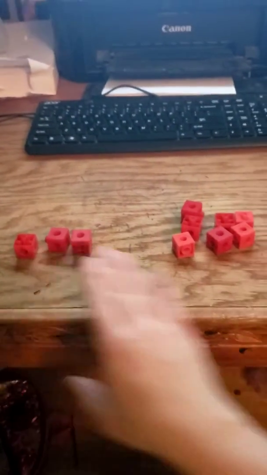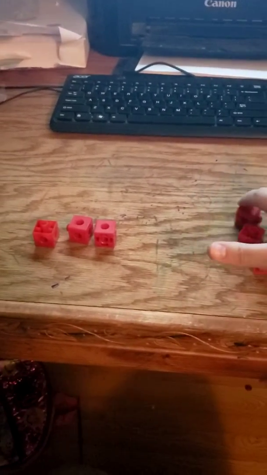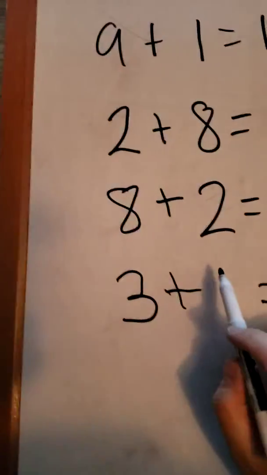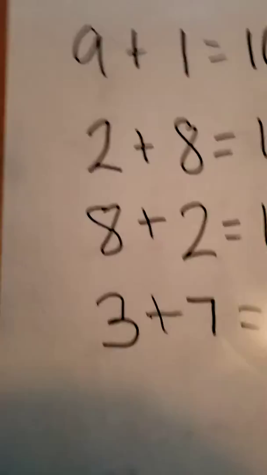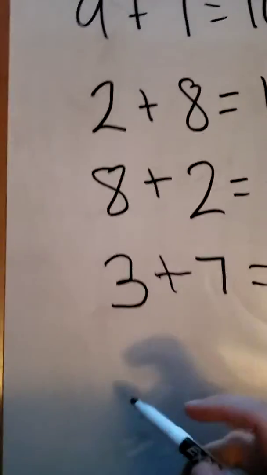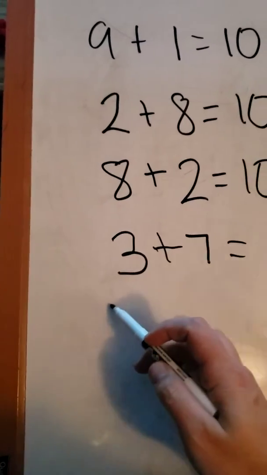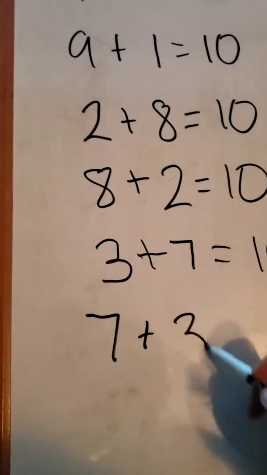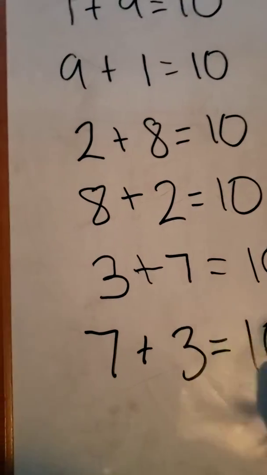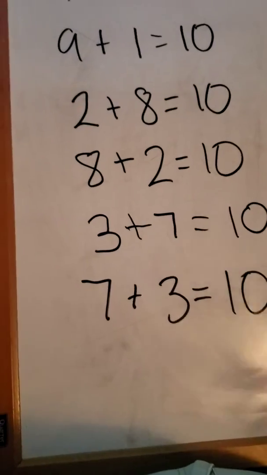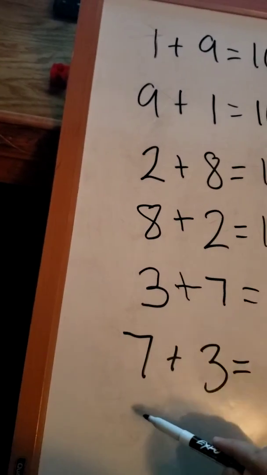So how many was in my second group? I had 3 in the first group. How many is in the second group? Let's count. 1, 2, 3, 4, 5, 6, 7. Very good. So what else makes 10? 3 and 7. So let's write that down. 3 plus 7. Now we need to flip it so we represent the other way. So the other problem, 7 plus 3 equals 10. See that? Very good. So now let's try another number.